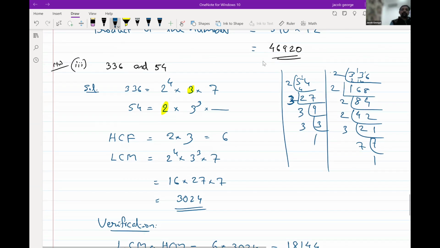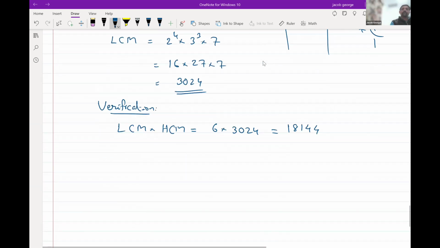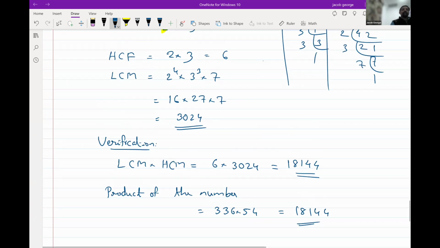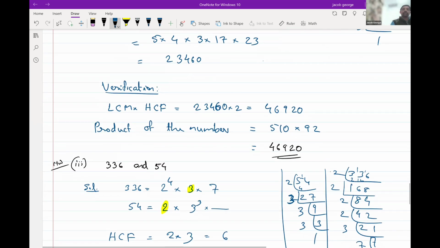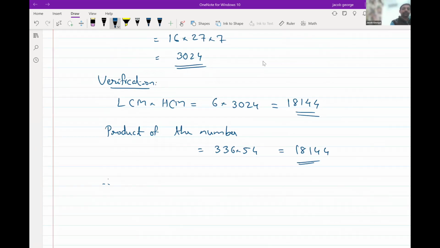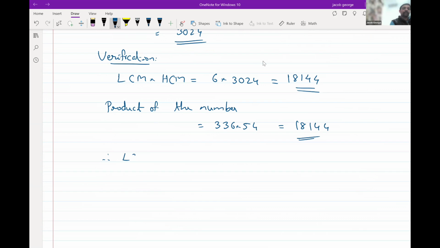Then the product of the numbers. Product of the numbers is 336 into 54. That is 336 into 54. Yes, please multiply. Did you get the same answer? Yes, same answer. Then you will write the conclusion. That is, LCM into HCF is equal to the product of the numbers. Hence, it is verified. That is, LCM into HCF is equal to the product of the numbers.